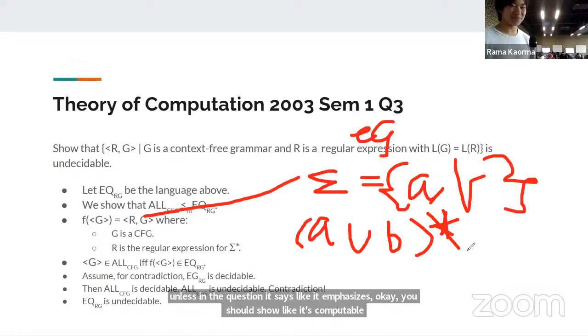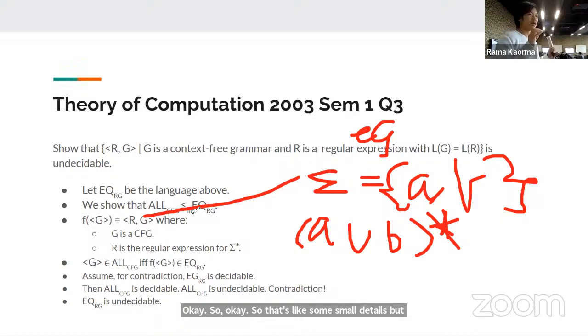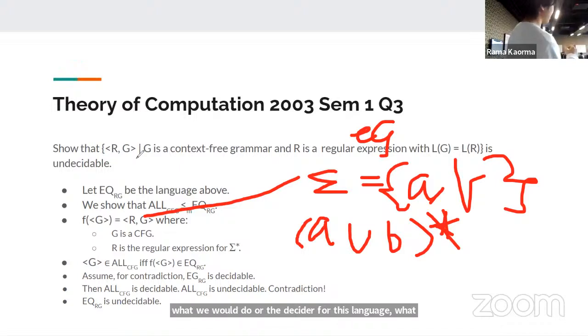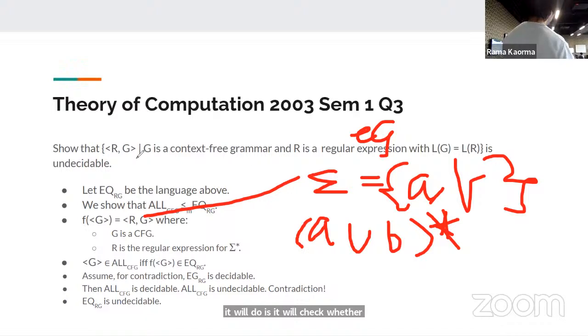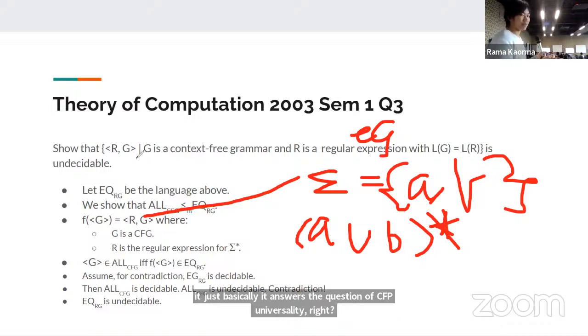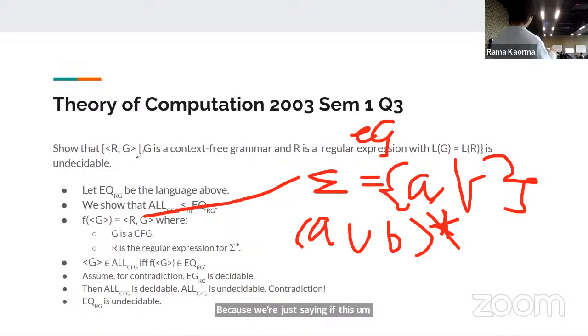Okay, that's some small details. Basically, now we have a grammar and the regular expression that produces the language sigma star. If we put that into this language, the decider for this language will check whether the language produced by the regular expression for sigma star and the language produced by the grammar are equal. But wait, if we have that, then it basically answers the question of CFG universality, right? Because we're just saying whether the CFG is equivalent to another grammar that recognizes all of the strings.